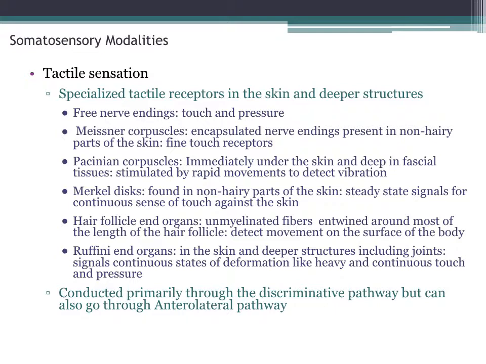The ruffian end organs are also in the skin and the deeper structures, and in this case, in the joint capsules itself. And it signals a continuous state of deformation, like a heavy and continuous touch or pressure.